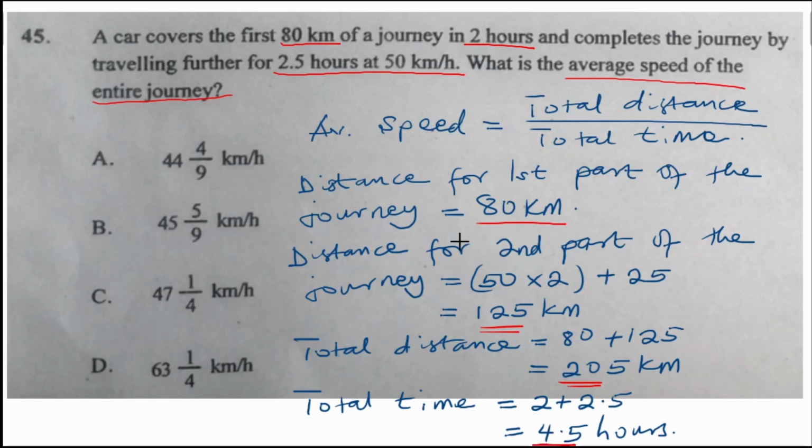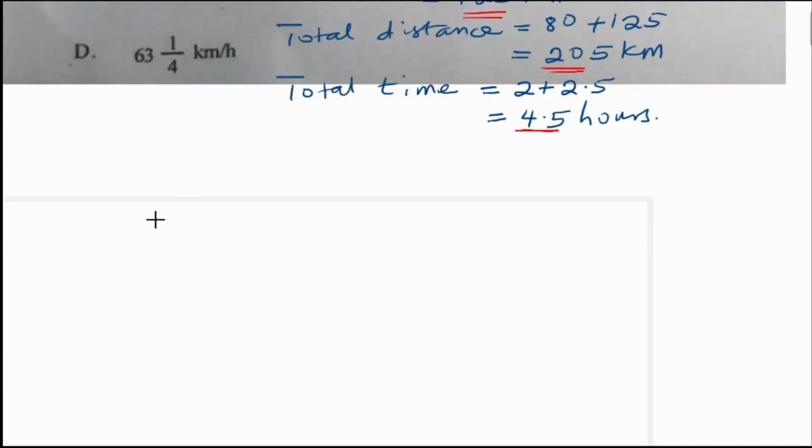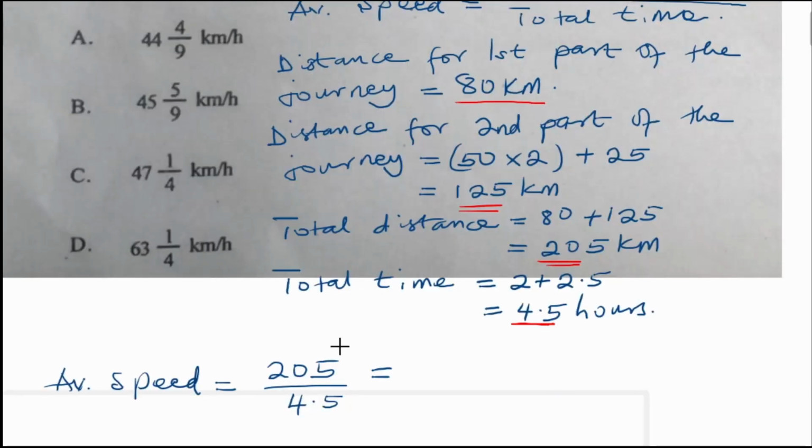We now go ahead and take the average speed of the car. And average speed, as we said earlier at the top, is total distance over total time. So our average speed now becomes 205 over 4.5. And when we just punch that into our calculator, that gives you 45.56.